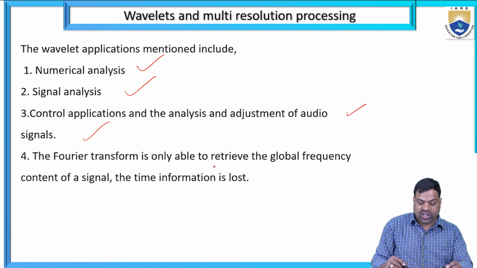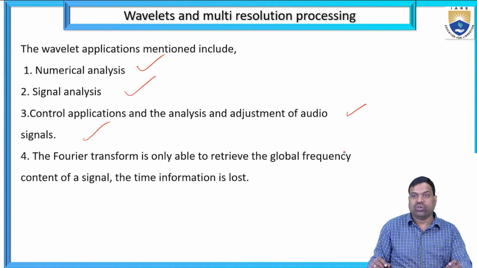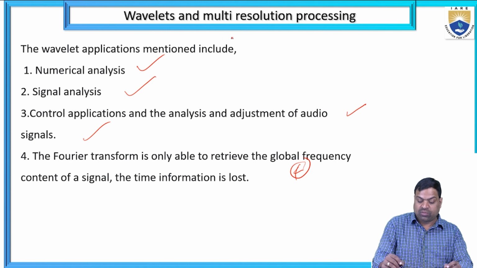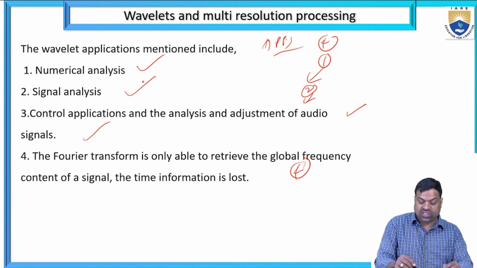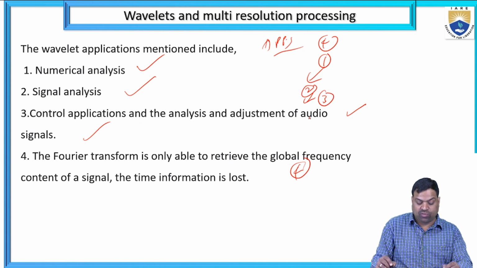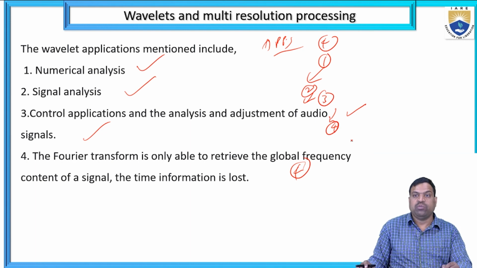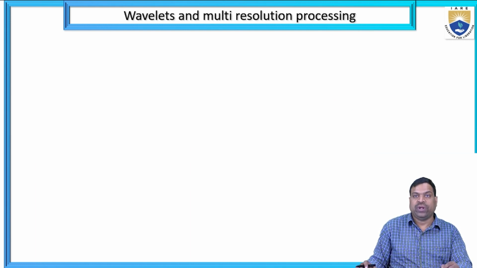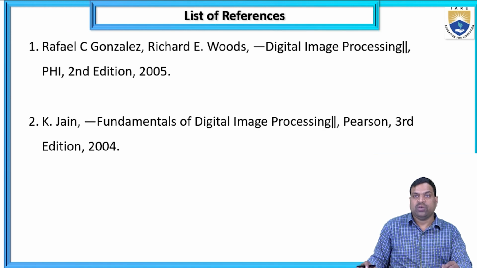Finally, the wavelet applications include numerical analysis, signal analysis, control applications, and the analysis and adjustment of audio signals. And the Fourier transform is only able to retrieve the global frequency content of a signal. The time information is lost. So there are four applications: first numerical analysis, second signal analysis, third control applications and the analysis and adjustment of audio signals, and fourth, the Fourier transform is only able to retrieve the global frequency content of a signal, with time information lost. These are the applications, and these are the references for image processing.